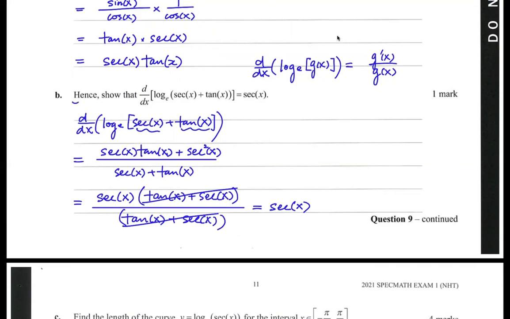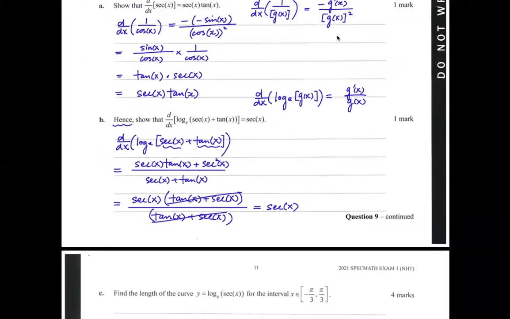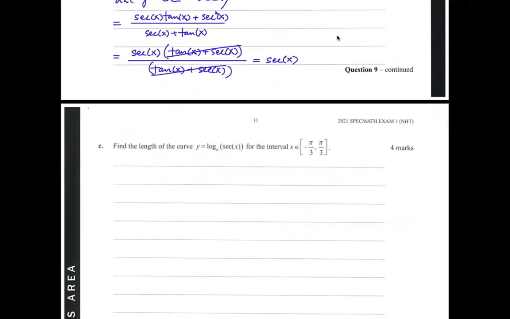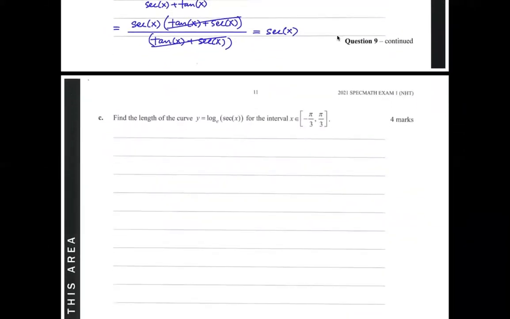So in the actual exams, you need to pay attention to the little words like hence, and also try to use the result from previous parts if it's available. So now we are guided towards part C. Find the length of the curve y equals log e secant x for the interval x goes from minus pi on 3 to pi on 3.